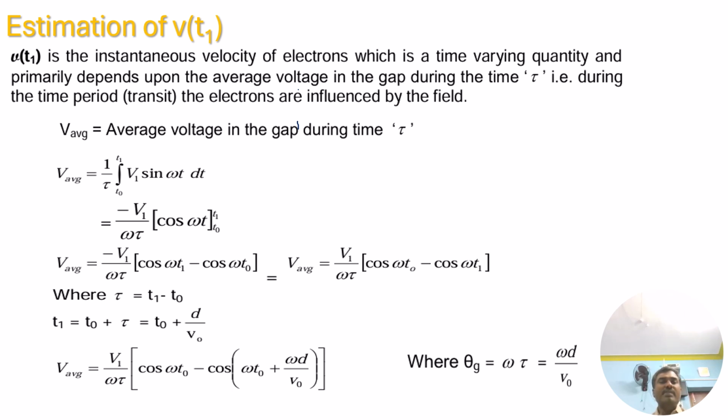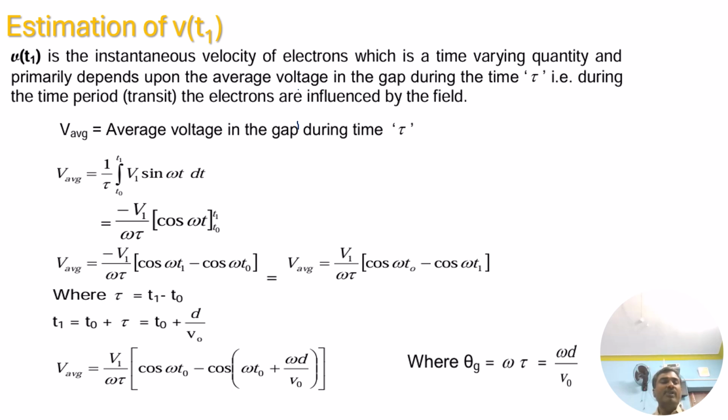So V average can be written as V average equal to 1 by tau, integration T0 to T1 V1 sin omega t dt. After integrating sin omega t, what we will get is minus cos omega t. Then we substitute upper limit and lower limit.